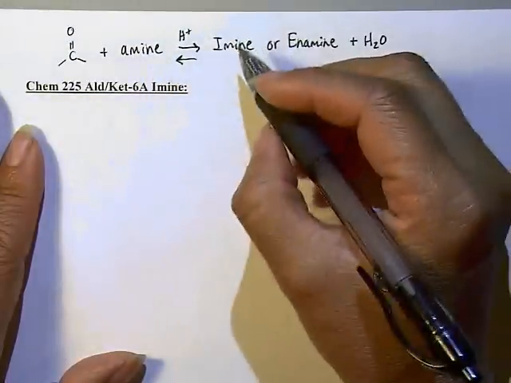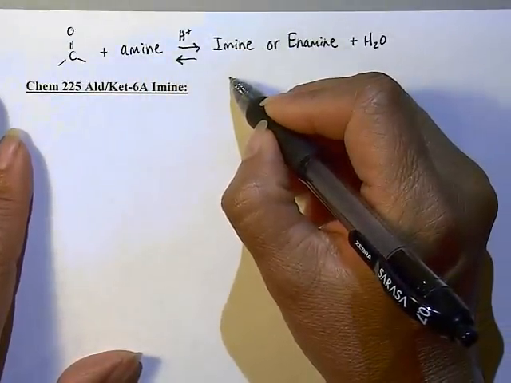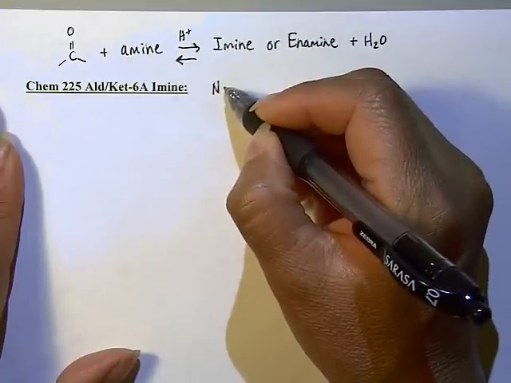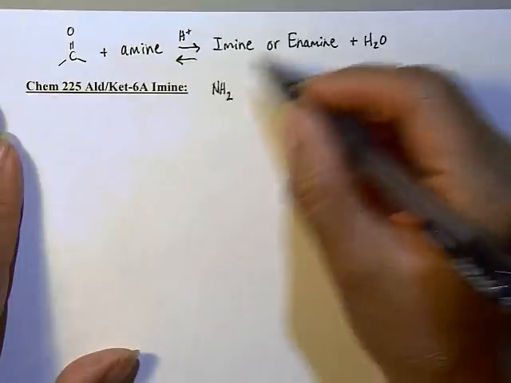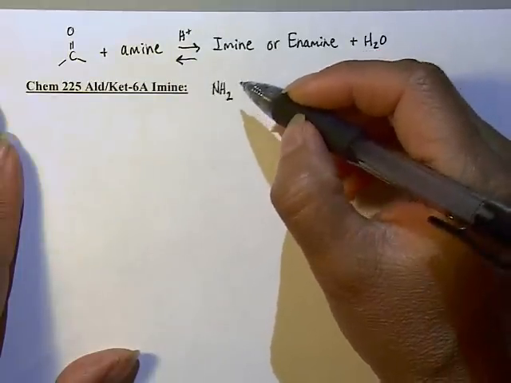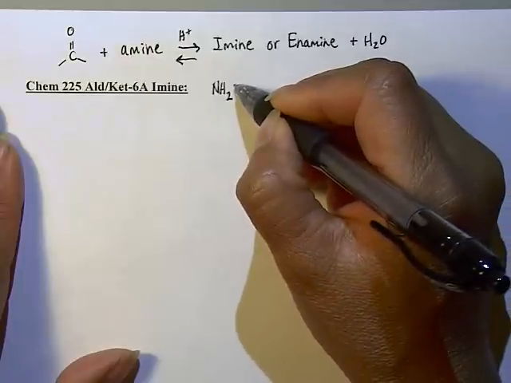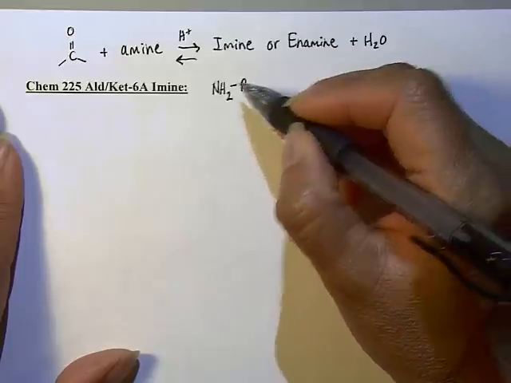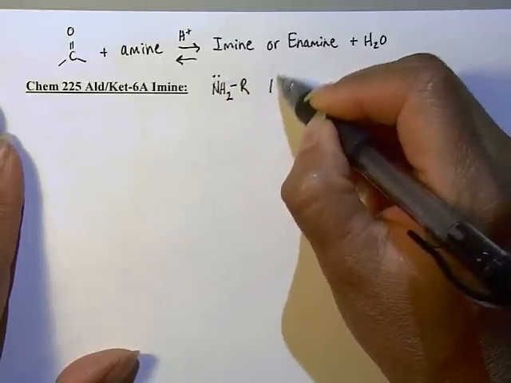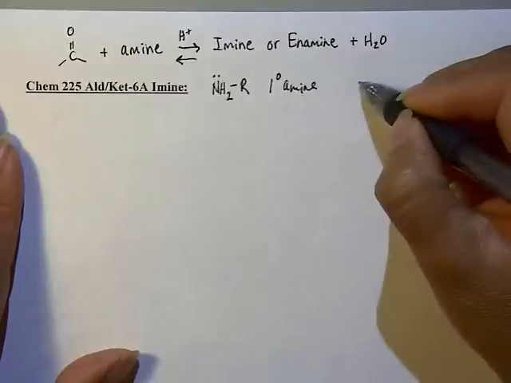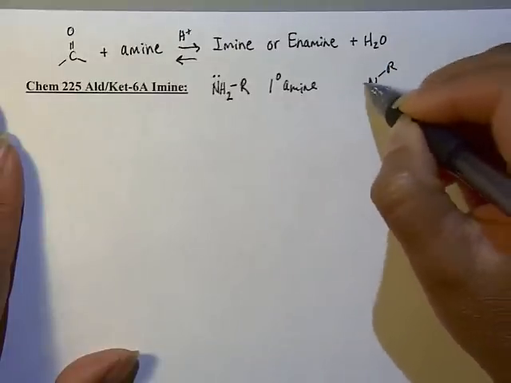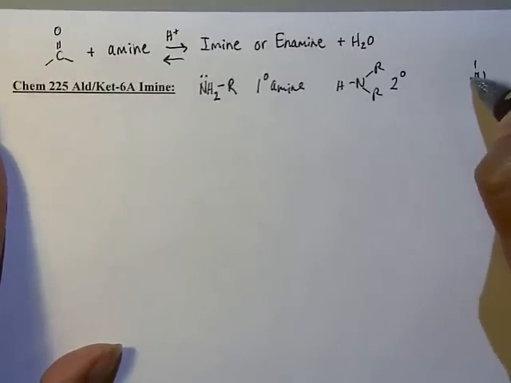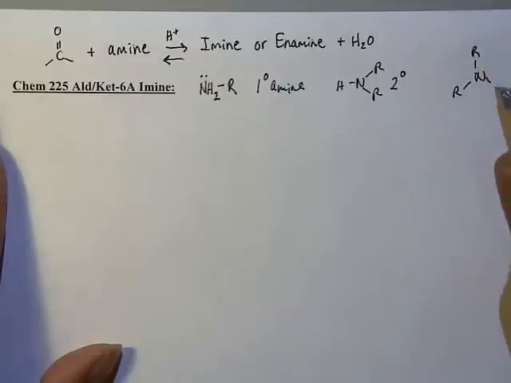And like I said, what kind of amine produces imine or enamine? That is based on the amine. In other words, amines are anything with the nitrogen attached to an R group. So if you have just one R group attached to the nitrogen, this is a primary amine. Whereas if I have two R groups attached, this would be a secondary amine.